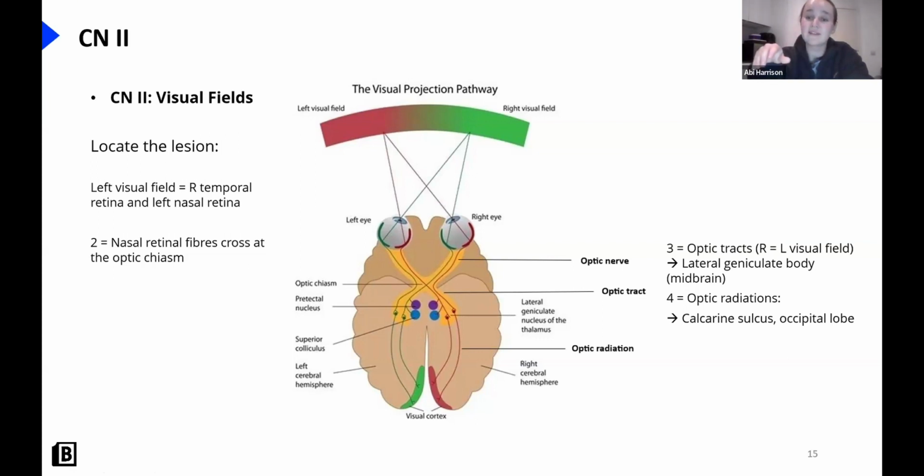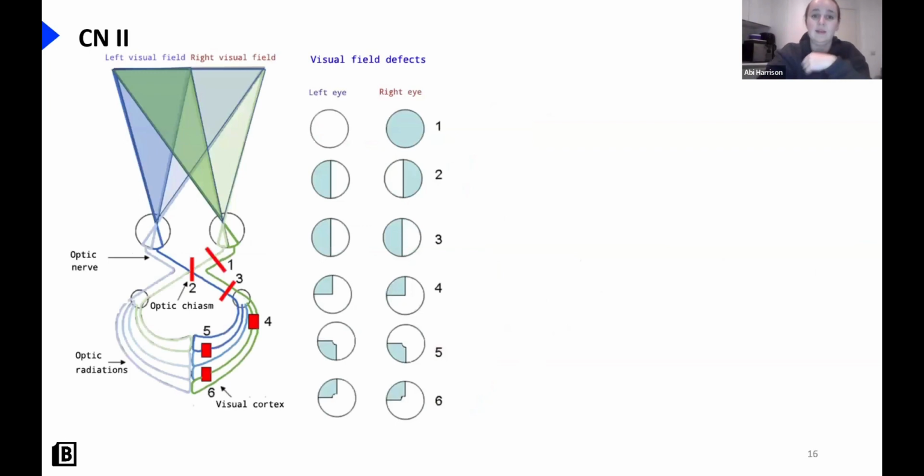Your optic tracts then synapse with the lateral geniculate nucleus of the thalamus. And then you've got your optic radiations, which transport the pathway all the way back to the visual cortex, which is in the occipital lobe and more specifically the calcarine sulcus. And we'll talk about why this pathway is really important for interpreting pathology and understanding where a lesion is.